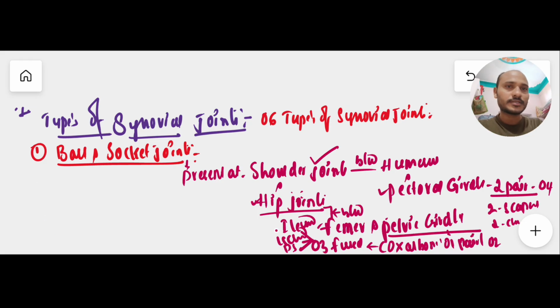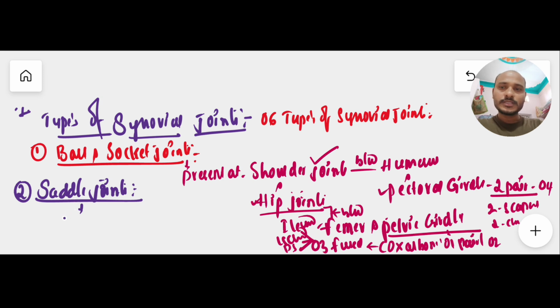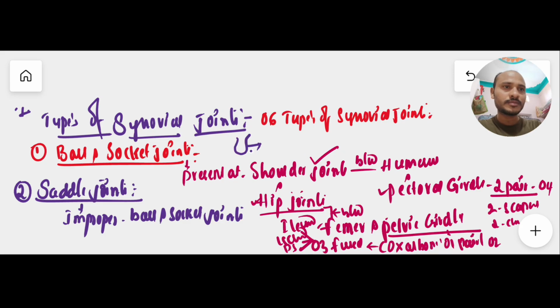Now we move on to the second type of synovial joint, the saddle joint. We can also call it an improper ball and socket joint. In a ball and socket joint, the joint is formed like this: there is a ball-like structure, generally the end of the humerus bone, and a socket-like structure for the ball. Hence its name, ball and socket joint. The saddle joint is also like a ball and socket, but not exactly, which is why it is called an improper ball and socket joint.